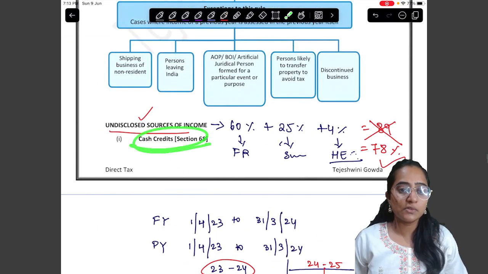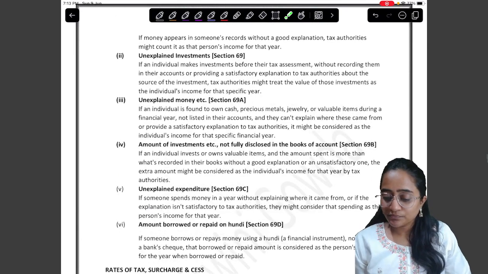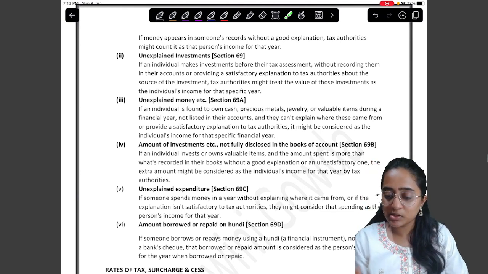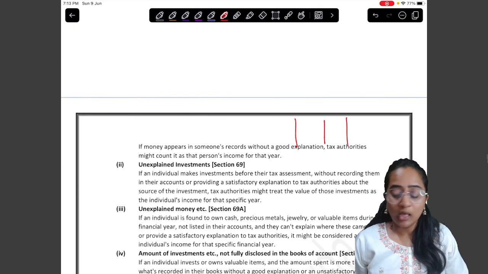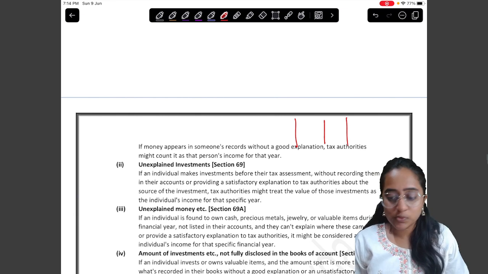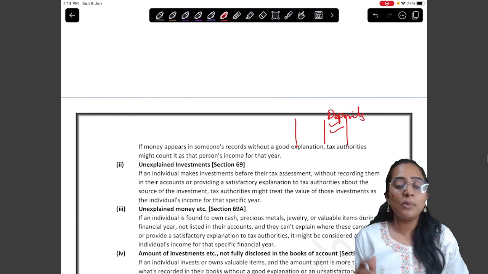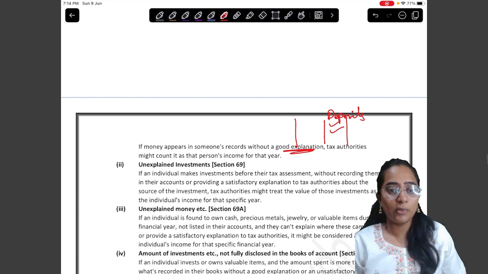Now, first comes the cash credits, which is section 68. Wherever there is an explanation with regard to cash credits, you have certain deposits made in your books of accounts, that is, made in your bank account. And these cash deposits which have been made, you are unable to provide a good explanation for.